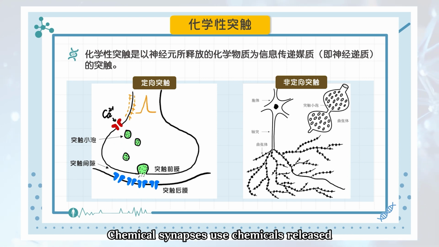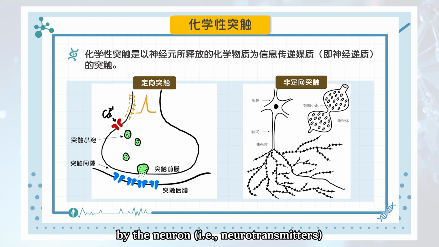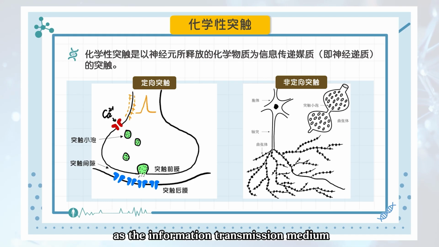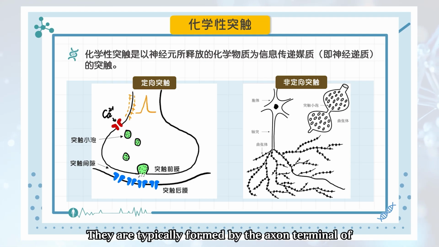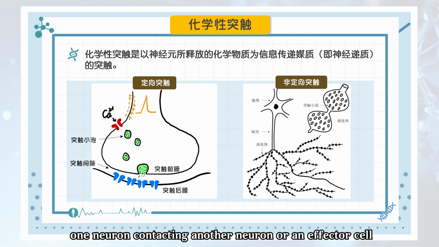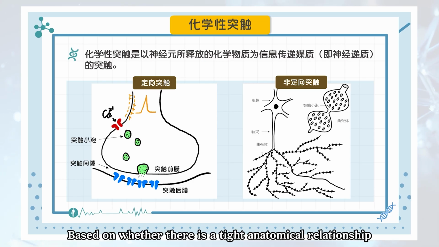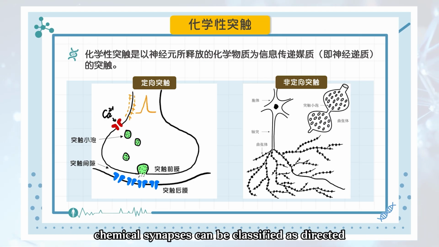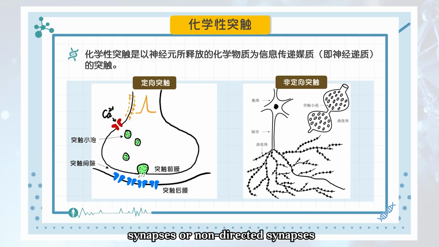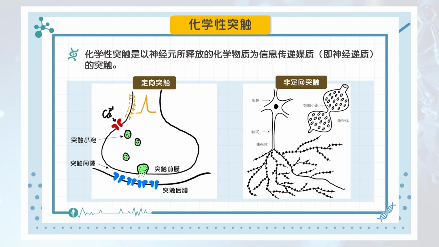Chemical synapses use chemicals released by the neuron, i.e., neurotransmitters, as the information transmission medium, and are the most common type of synapse. They are typically formed by the axon terminal of one neuron contacting another neuron or an effector cell. Based on whether there is a tight anatomical relationship between the pre- and postsynaptic parts, chemical synapses can be classified as directed synapses or non-directed synapses.